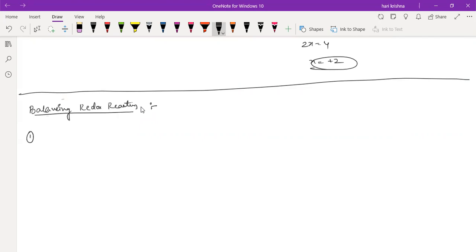So the first method is the oxidation number method. We have a set of rules, a total of 5 to 6 rules. So we have to follow the rules. First I will write all the rules. Rule number 1: write the correct formula for each reactant and the products.